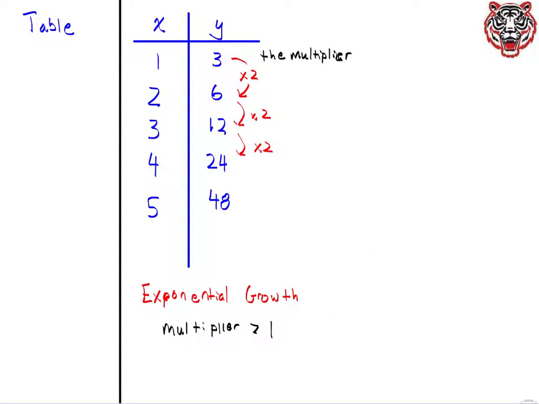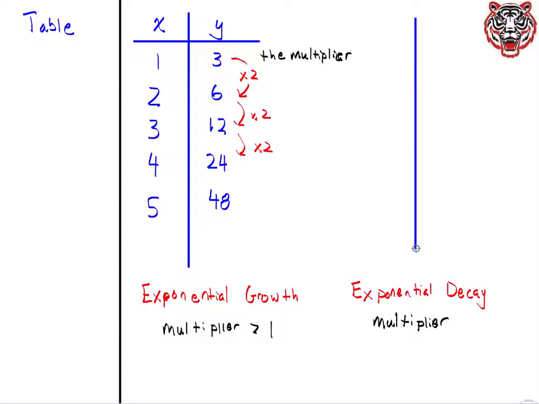Okay, and now let's take a look at the table for exponential decay. It's the opposite, so exponential decay. And again, we're going to analyze the multiplier here. So make another table. Again, we'll start at x equals 1, just kind of by choice, out of habit. X and y.